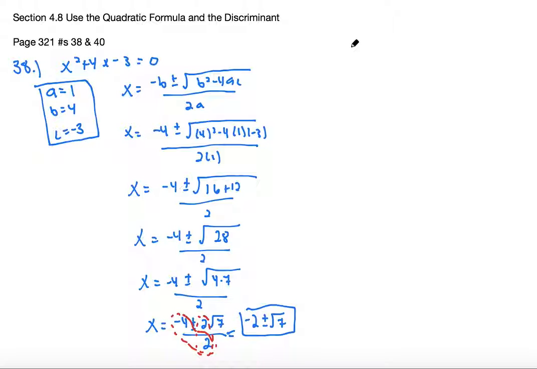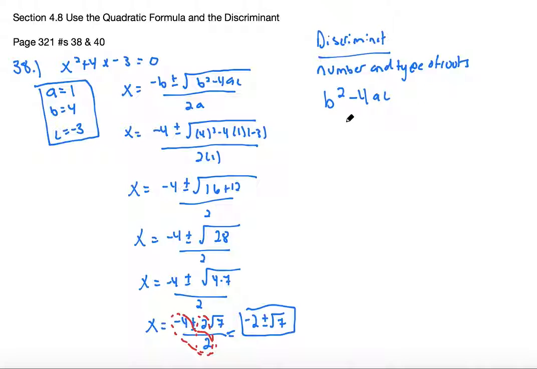Now, to take this a step further, I could ask you to find the discriminant, or use the discriminant to find the number and type of roots. If that's the question, then remember, the discriminant is only the part underneath the square root. So for this problem, we have 4 squared minus 4 times 1 times negative 3. So we have 28. Since that number is greater than 0, we know we're going to have two real solutions.